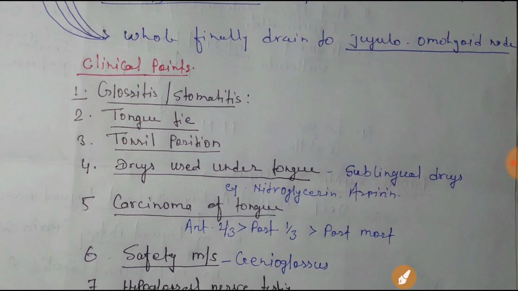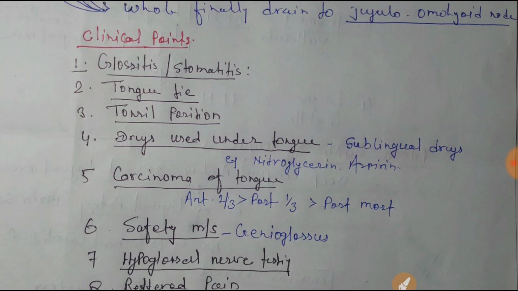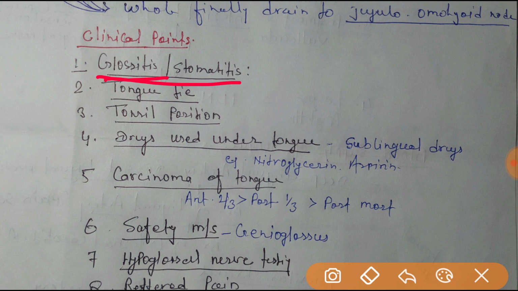Next is the clinical point. Some clinical points are most important. Here I start with glossitis or stomatitis. Glossitis indicates ulceration in the tongue, and stomatitis is due to upset of the stomach. There is deficiency of minerals and some vitamins, which causes ulceration in the oral mucosa, which is called glossitis. It may be acute and may be chronic.